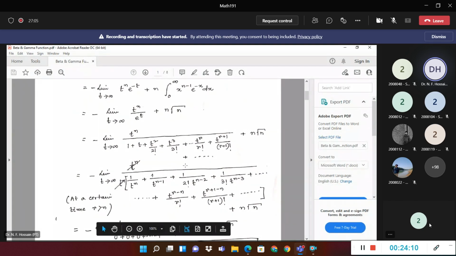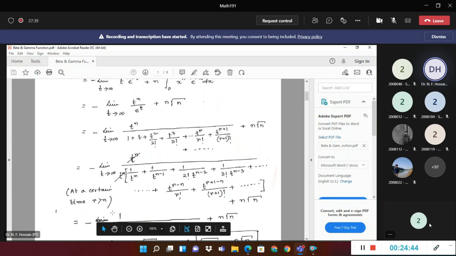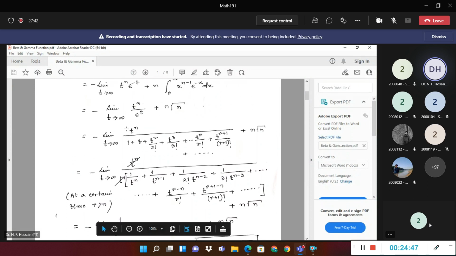Okay, and when you use the limit t tends to infinity, all the terms will be 0 before the term t to the power r minus n, because here when t tends to infinity, this term should be infinity. So for this, we will get 1 by 0 plus 0 plus 0 up to a certain term, and then we will get infinity plus infinity, etc. So ultimately 1 over infinity, which gives you 0. So this is another method of showing that this limiting value is 0.